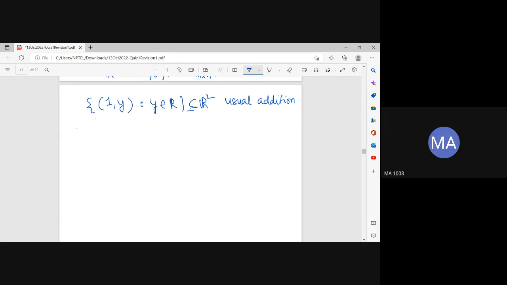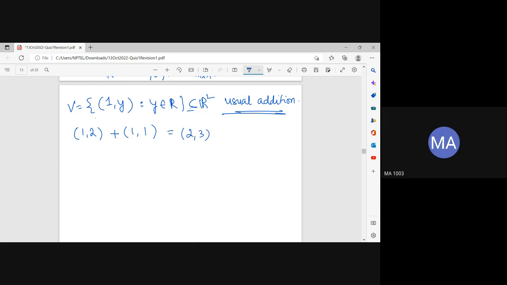Now let me show how this is not closed under addition. How will any element in this set look like? The first element should always be 1. The second is going to be some real number. So 1 comma 2, and 1 comma 1 could also be there, no? Okay, fine, 1 comma 1. When we add these two, what do we get? 2 comma 3.